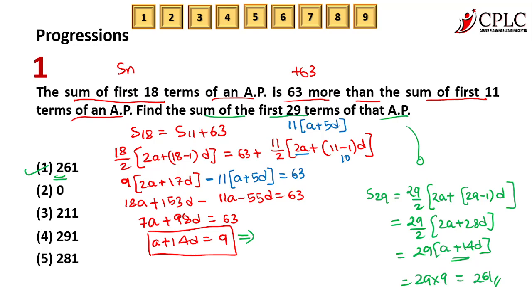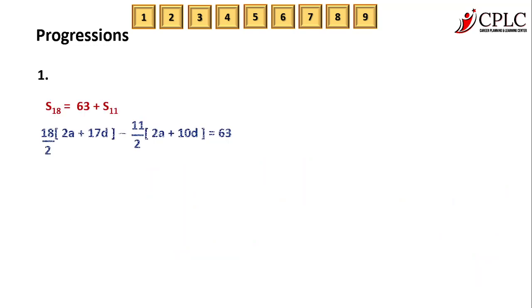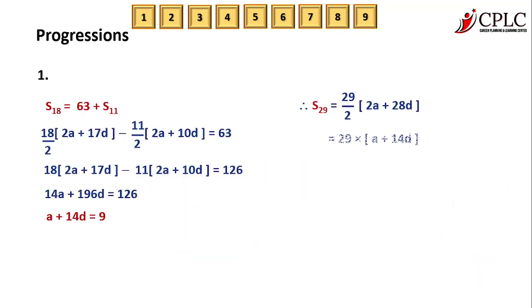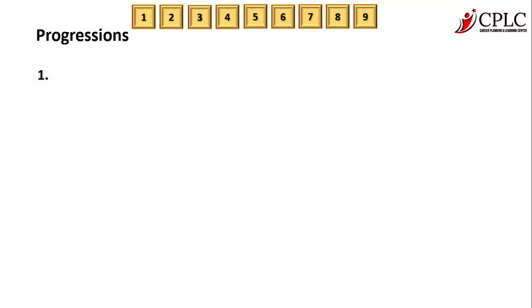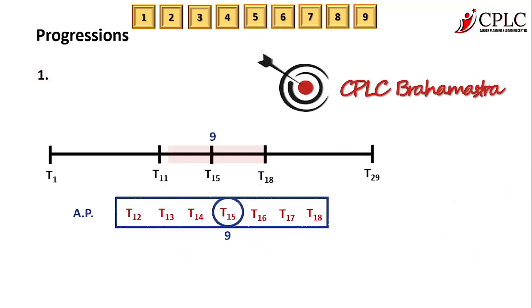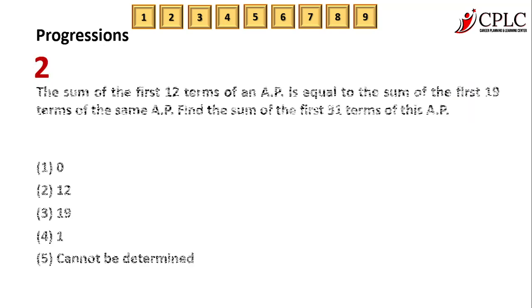Exactly similar is the second question. So you should definitely get this if we solve that. In the same manner, you should definitely understand how to do that second one. So the data is similar. The sum of first 12 terms of an AP is equal to the sum of first 19 terms of the same AP. Find the sum of first 31 terms of the AP.